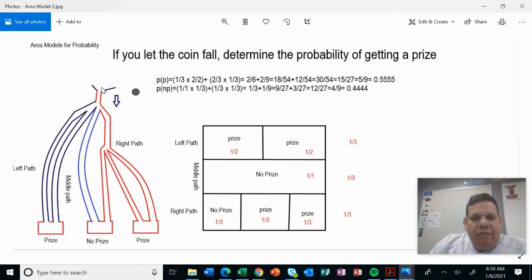Okay, let's see if it goes to the first path, it gets a prize. If it goes to the second path, it gets a prize. Okay, now the next branch. The next branch leads you to no prize. Okay, and as you can see, it's only one. And then the last branch is divided into three branches. One leads you to no prize, and the other two to win a prize.